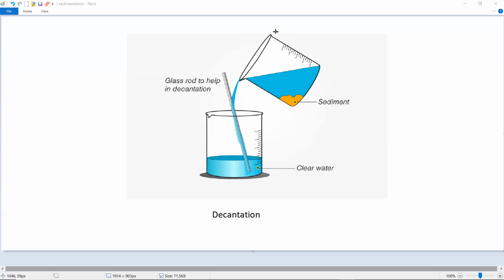The process of pouring the clear supernatant liquid without disturbing the sediment is called decantation. The glass rod helps in decanting the water slowly and easily. To separate sand from water, the process of sedimentation followed by decantation can be used.